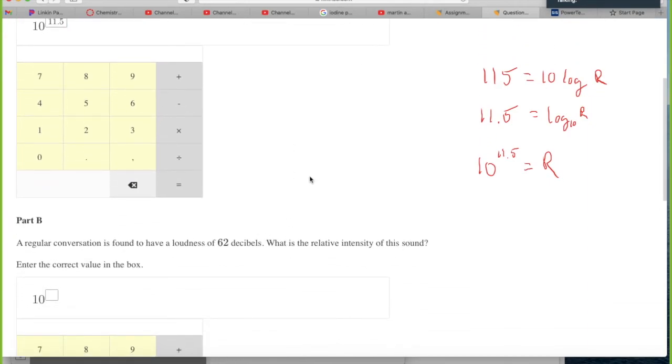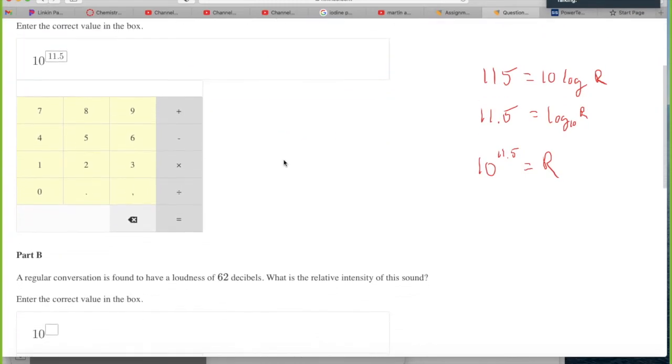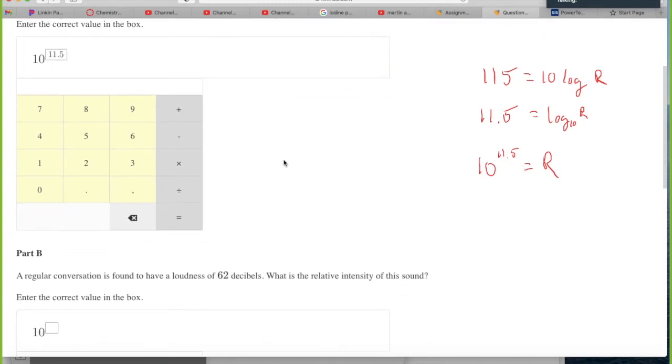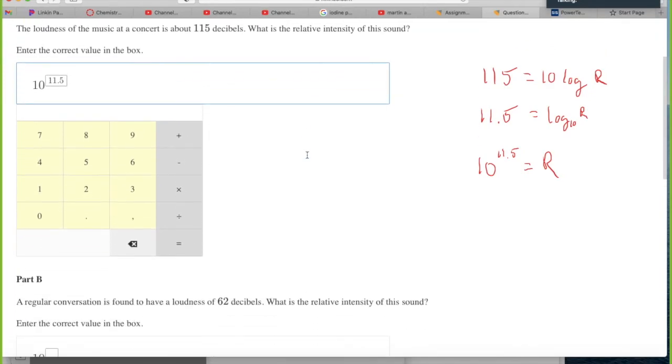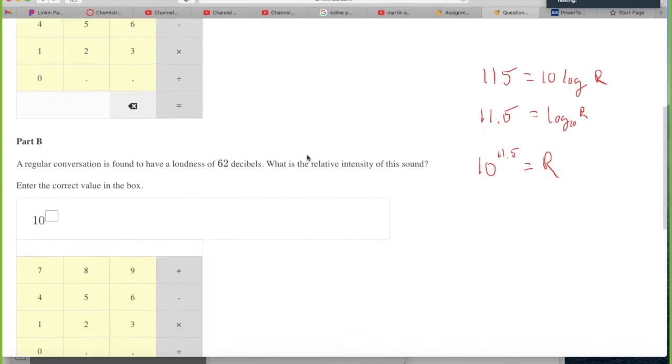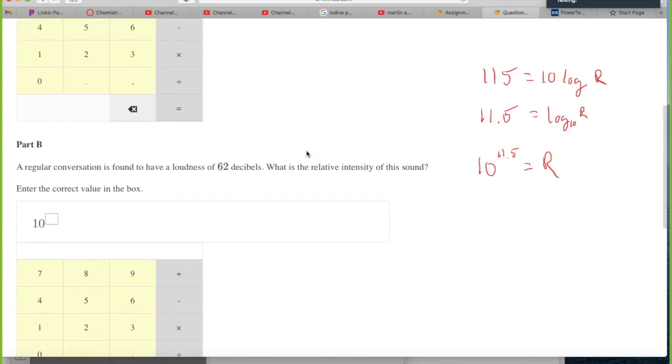So a regular conversation is found to have 62 decibels. What is the relative intensity of this sound? Enter the correct value in the box. I was hoping there'd be an easier way for me to do it. But am I going to have to do this a bunch of times? No, just twice. Okay, so a regular conversation is found to have 62 decibels.